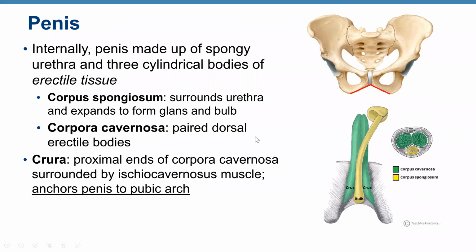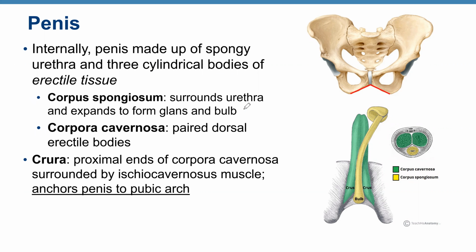Internally, the penis is made up of the spongy urethra and 3 cylindrical bodies of erectile tissue. These cylindrical bodies are called the corpus spongiosum and 2 corpora cavernosa. The corpus spongiosum surrounds the urethra and expands to form the glans and bulb.